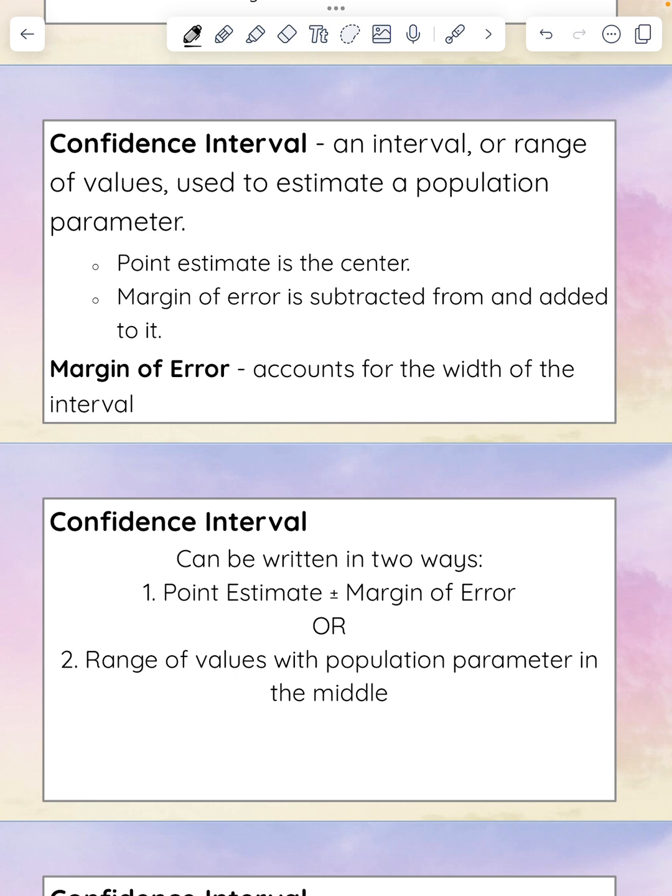Okay, and then a confidence interval is an interval or a range of values used to estimate a population parameter. The point estimate is going to be the center, and the margin of error is subtracted from and added to it. The margin of error accounts for the width of the interval. So it could be written in two ways. You can write it as the point estimate first, plus or minus the margin of error, or it can be a range of values with the population parameter in the middle.